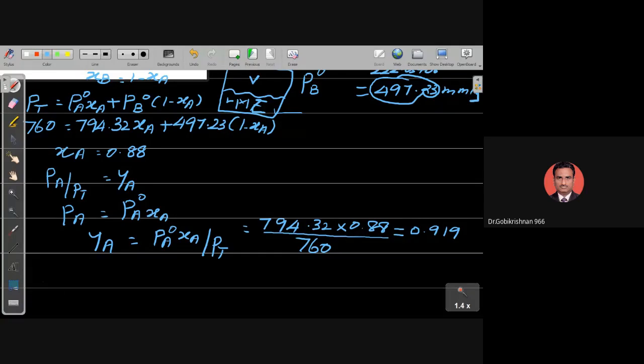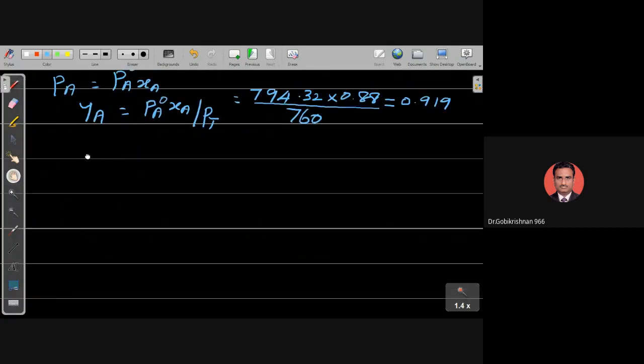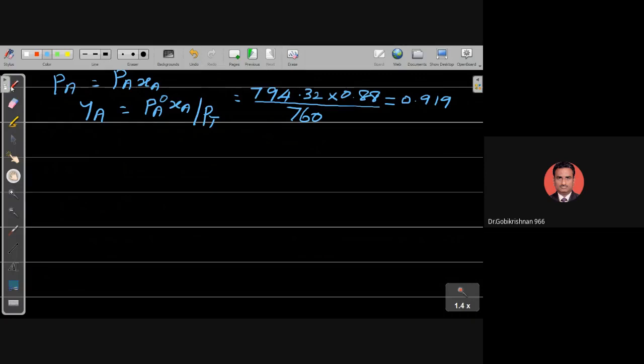So here again I will explain. See here, three different cases. The first case is pure. My first object is pure methyl alcohol. Here it is liquid, here it is vapor, isn't it? These two are in equilibrium.